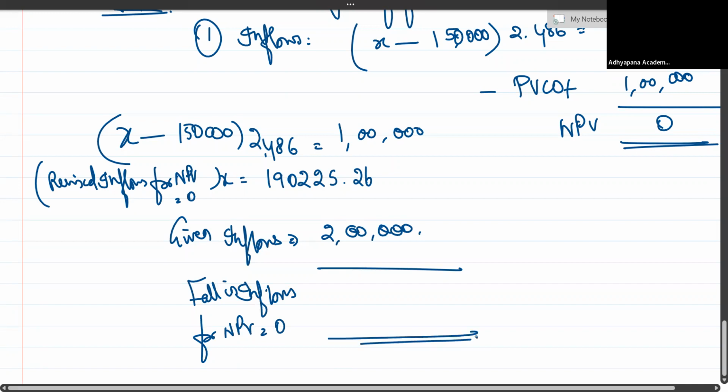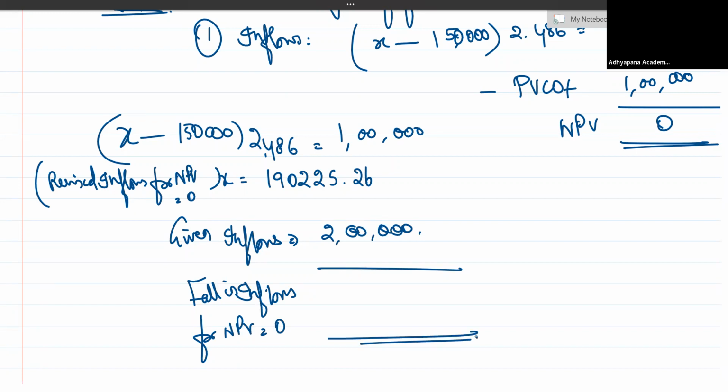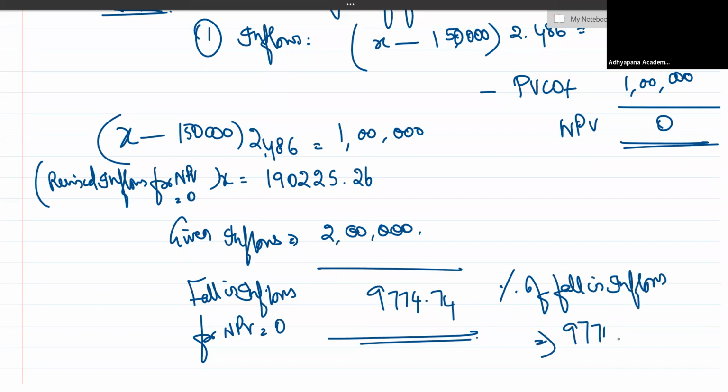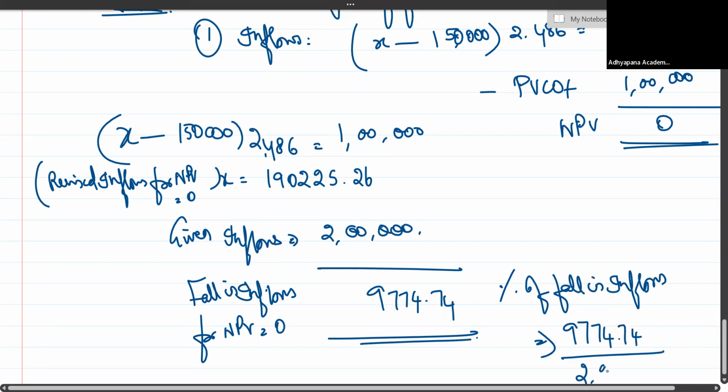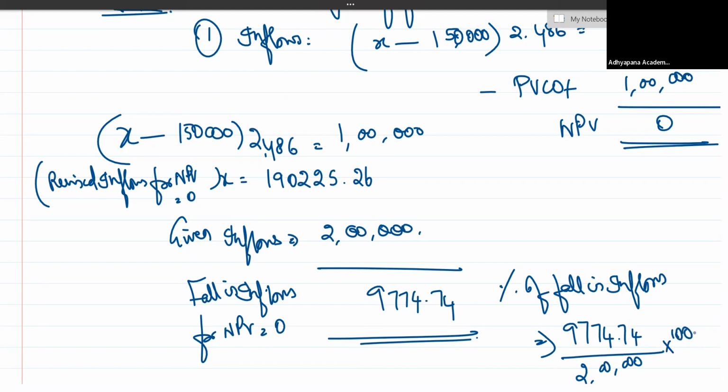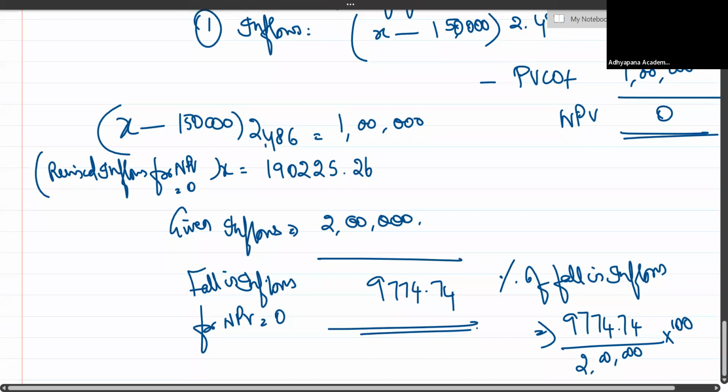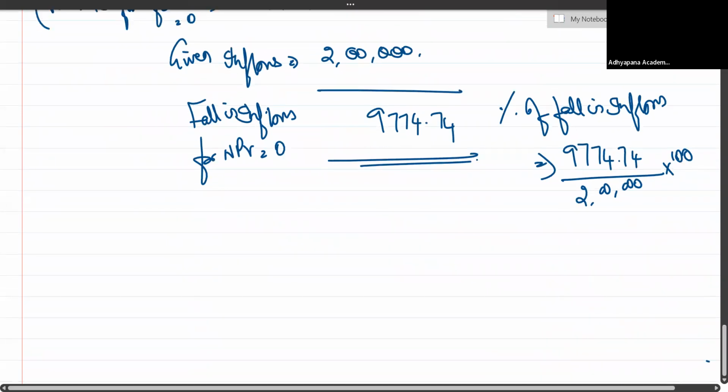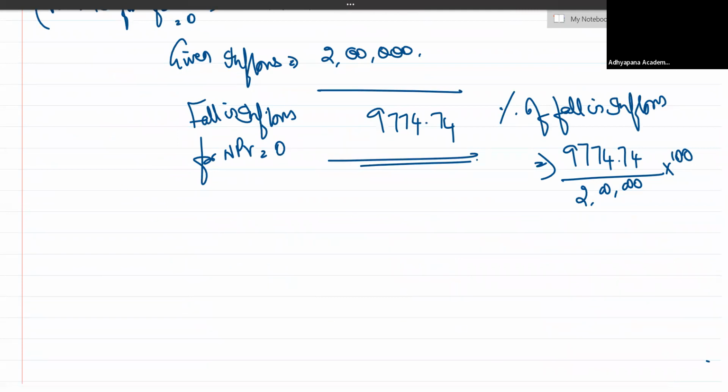The fall in inflows for NPV to be 0 is 2 lakh minus 1,90,225.26, which is 9,774.74, which means what is the percentage of fall in inflows? The percentage of fall in inflows is 9,774.74 divided by the base inflows of 2 lakhs into 100, which is 4.89%. So if the inflows falls by 4.89%, you will have NPV to be 0.